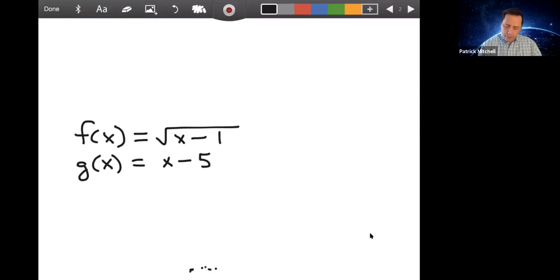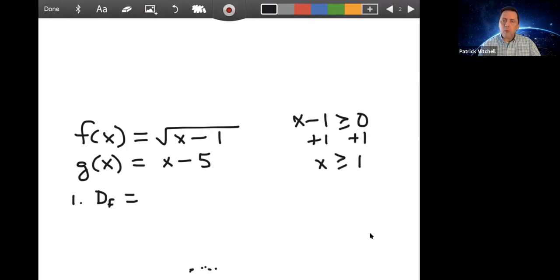Number one, that number has to be in the domain of f. All right, so this one's kind of like the one we looked at earlier. It's a little simpler. So we need x minus 1 to be greater than or equal to 0, which means we need x to be greater than or equal to 1. Okay? So the domain of f is the interval from 1 to infinity, including the 1.